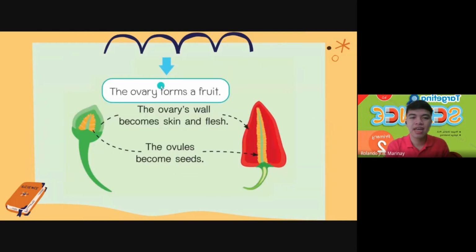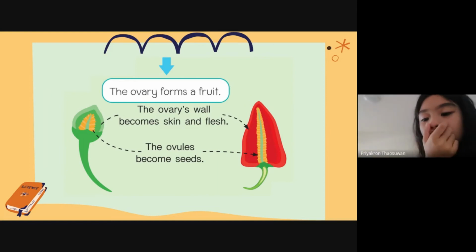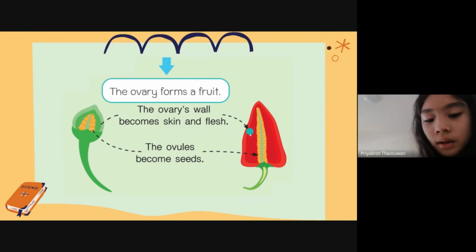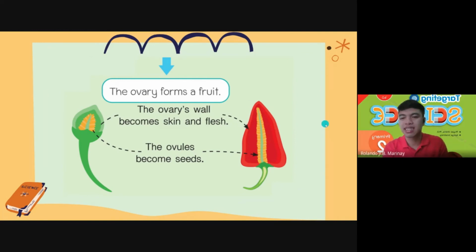This is the ovary, and it becomes a fruit. The ovary's wall becomes skin and flesh. The ovules will become the seeds. Again, the ovary will become a fruit, and then the ovules will become a seed. Ovary, fruit. Ovules, seeds.